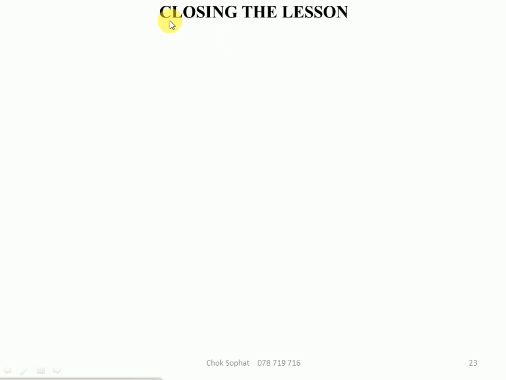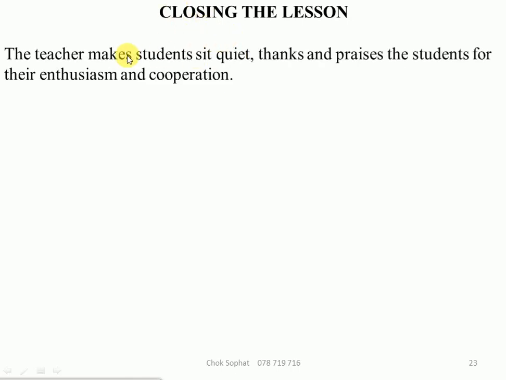Okay, closing the lesson. This is another short technique for closing the lesson. We have open and close. The teacher makes students sit quietly, sing and practice, and praises the students for their enthusiasm and cooperation. So at the end of every lesson, I have to praise the students for their enthusiasm and cooperation. Don't forget to sing with your students.